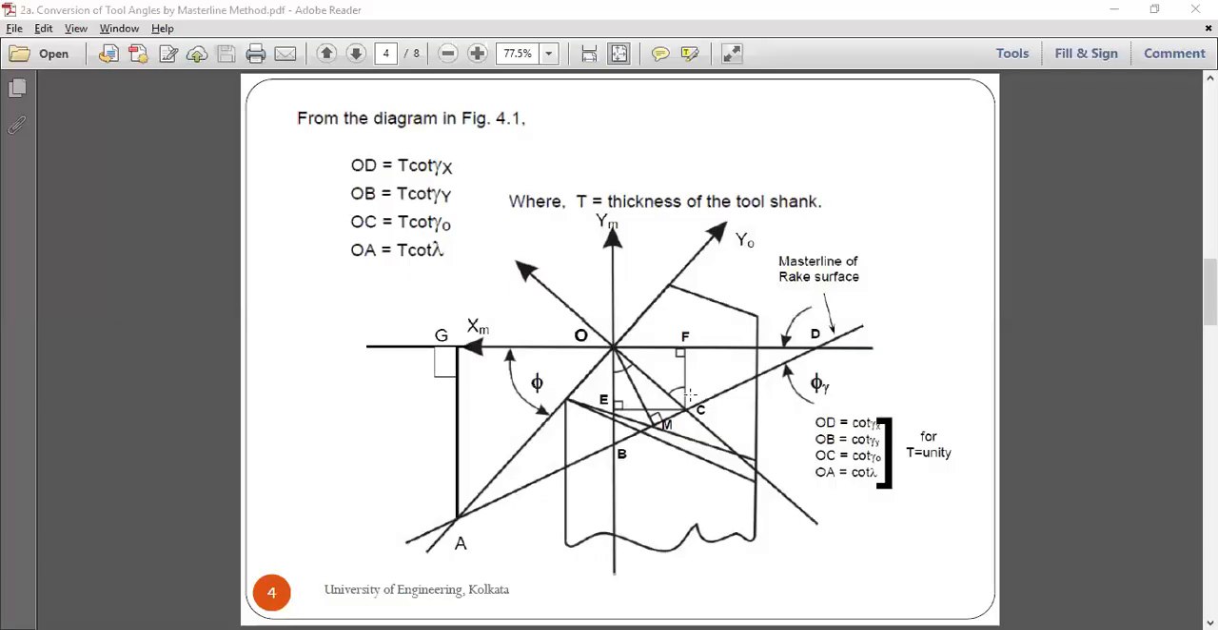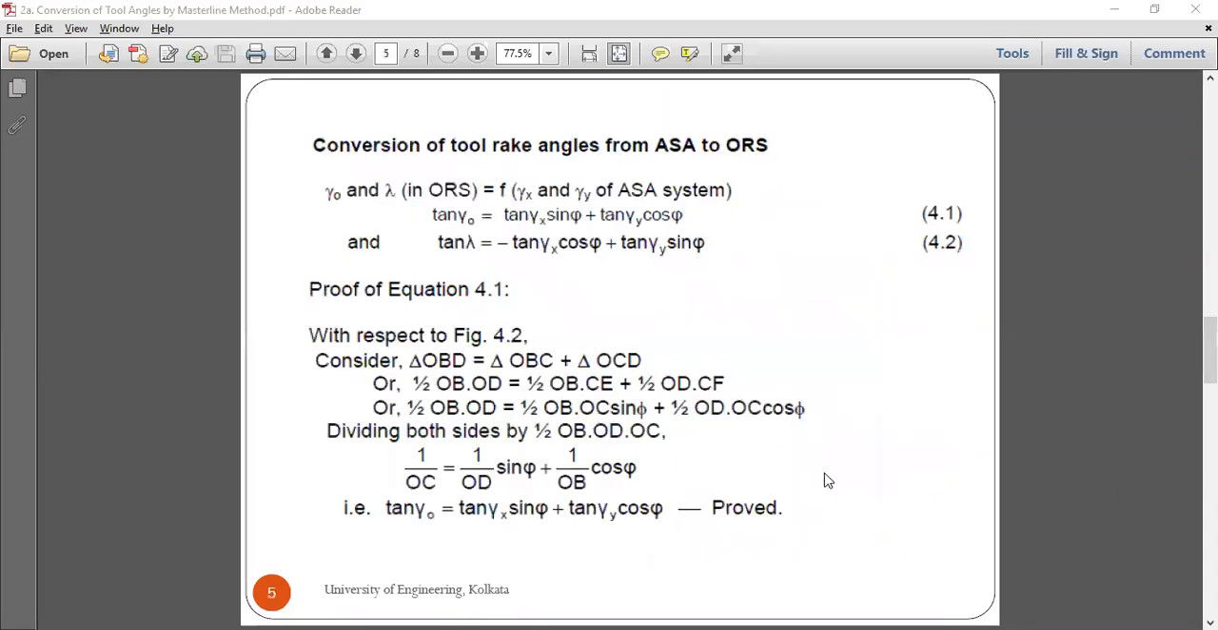If you are using pen and paper, please try to write this down beside this diagram. It was difficult to accommodate all of those things in this same slide, but you can use your copy to write it down. So what we have got is half OB into OD equals half OB into OC sine phi plus half OD into OC cos phi. Every one of us has got this.